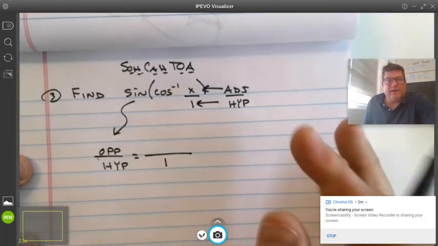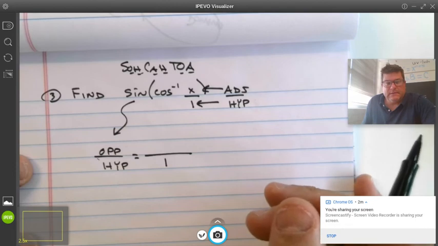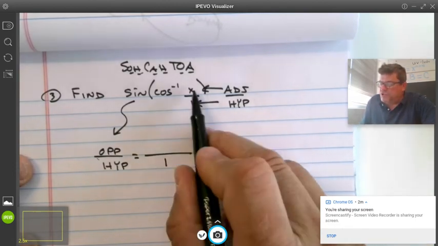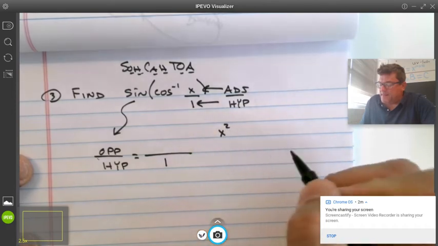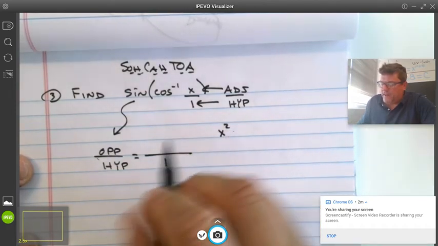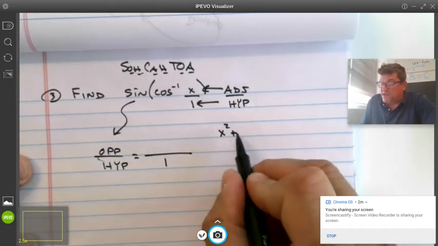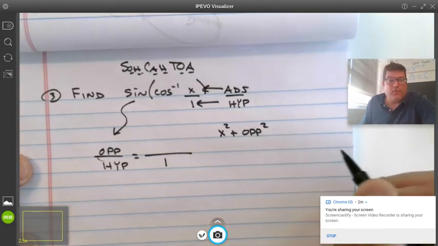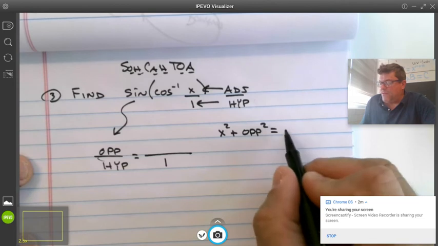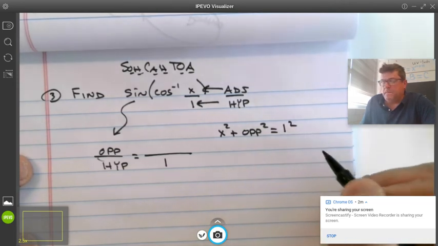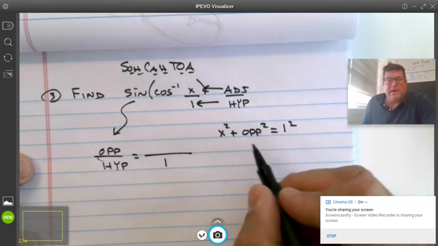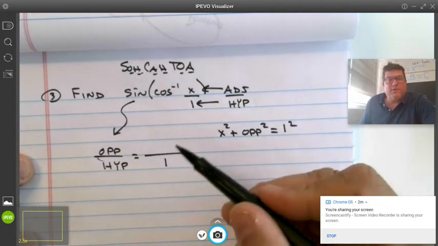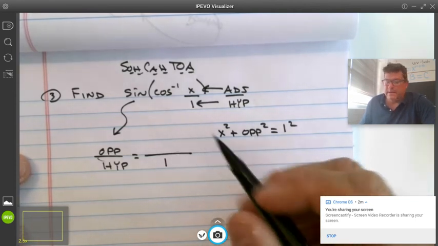Now try to figure out how to find the missing opposite. That's right, it's the Pythagorean theorem. So we take x, that's a leg, square it. The other leg squared, I'm just going to call it opposite, and that's the one we're looking for, equals the hypotenuse squared. So there's two variables, but we need to solve for the opposite. That means our final answer is going to have a variable in it.